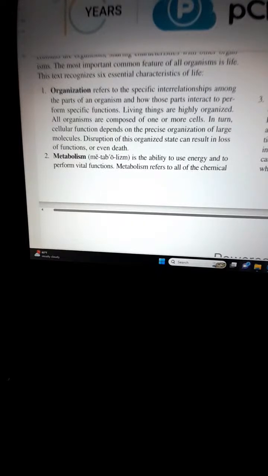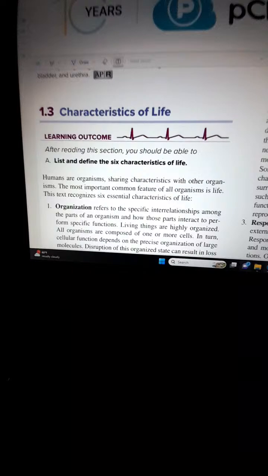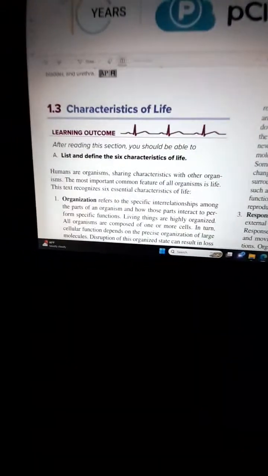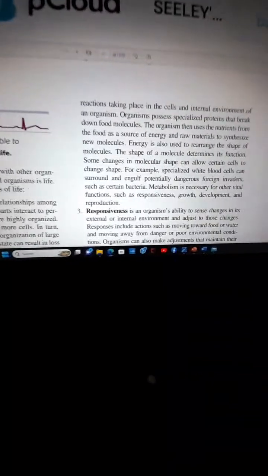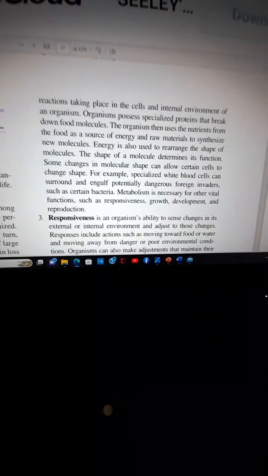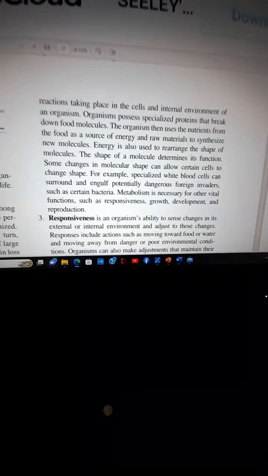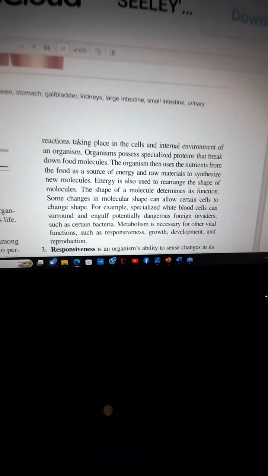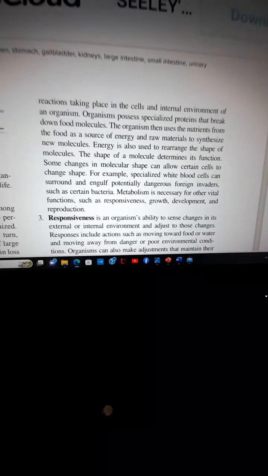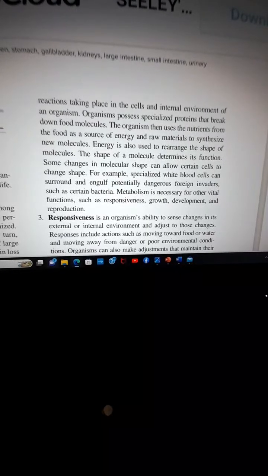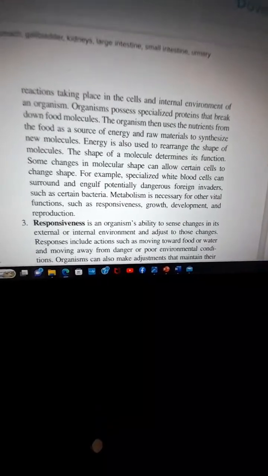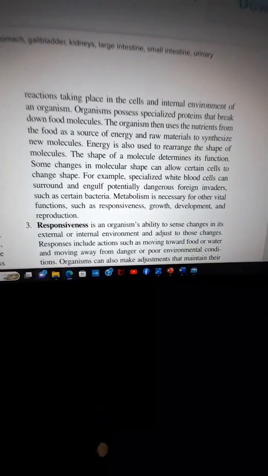Metabolism. We all deal with metabolism, which is the ability to use energy and to perform vital functions. Metabolism refers to all of the chemical reactions taking place in the cells and internal environment of an organism.